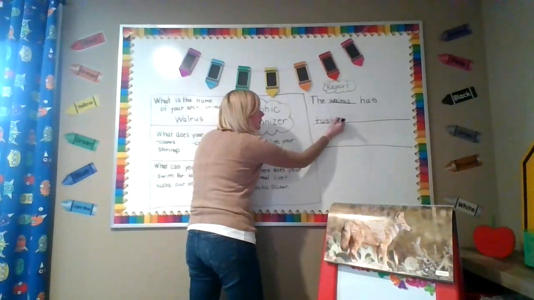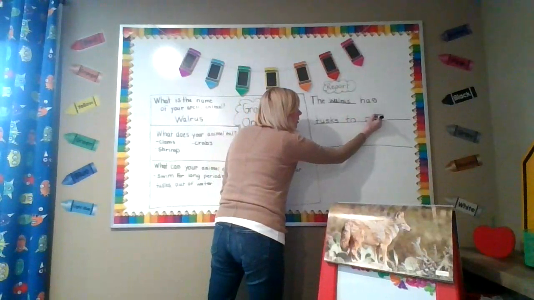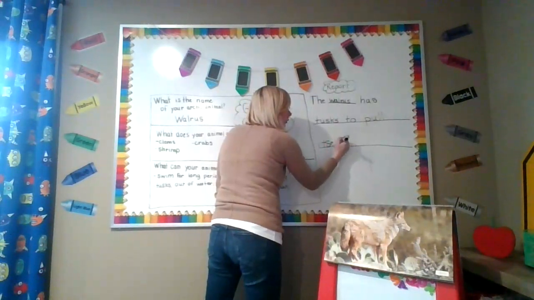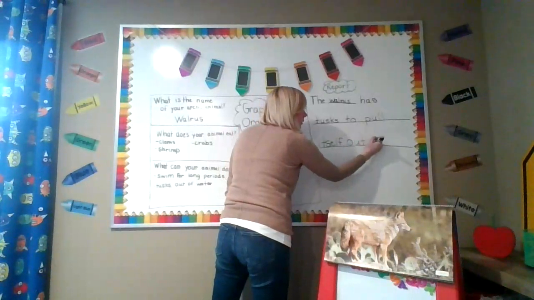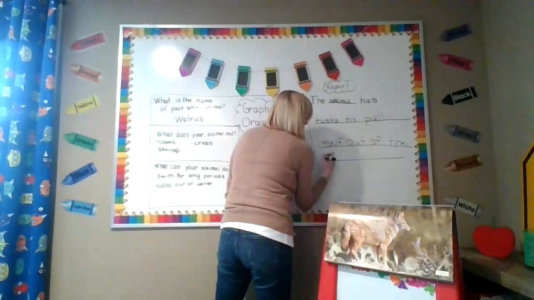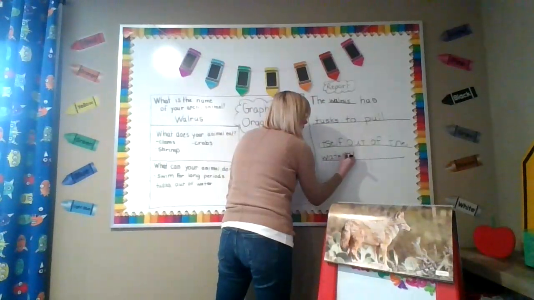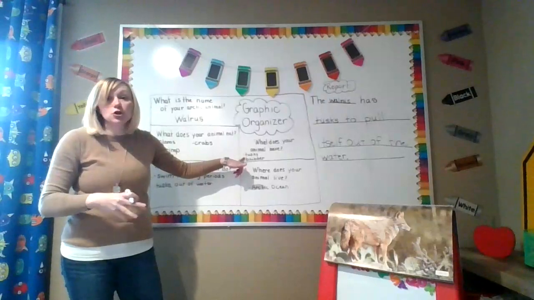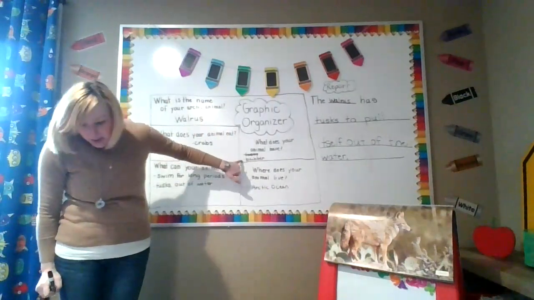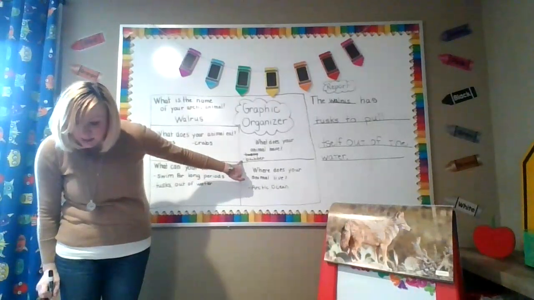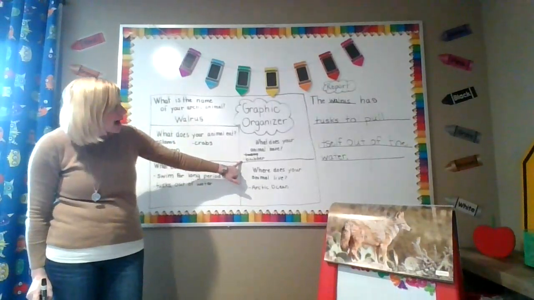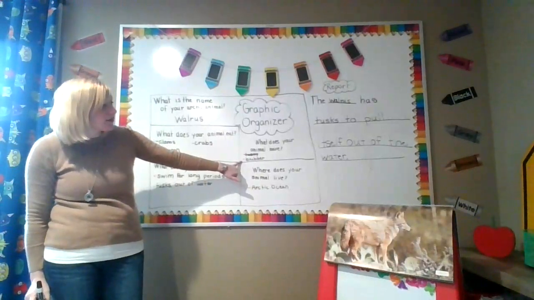The walrus has tusks to pull itself out of the water. Now I've taken that idea of tusks and turned it into a full sentence. So since I've used tusks, I can cross that out. My next section, what else does the walrus have? The walrus has blubber. And we know that blubber prevents heat from escaping from their bodies. The walrus has tusks to pull itself out of the water.